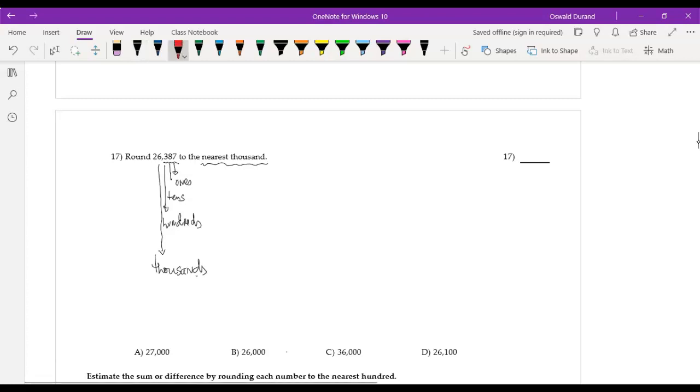So, in order for me to round to the nearest thousand, I need to look at the value 3, which is the value before the thousands place, right? And if 3 is less than 5, then the thousands place remains the same, meaning the 6 will remain the same. If it was 5 or greater, then I would be adding 1 to that 6, okay? So here, when I round this, because the 3 is less than 5, the 6 remains the same.